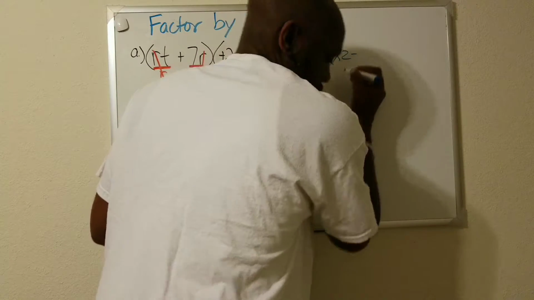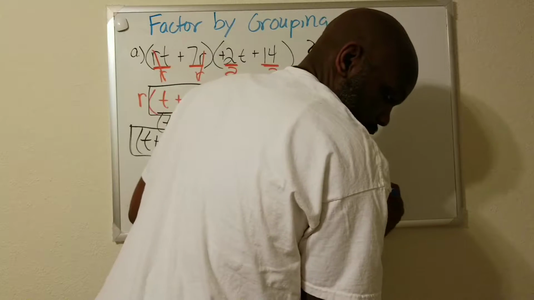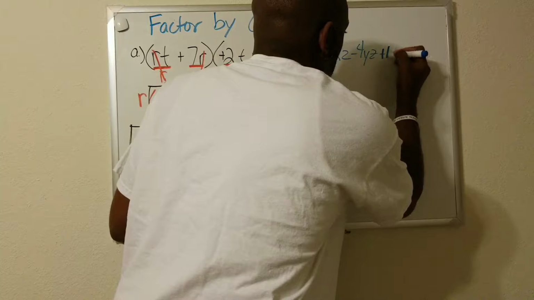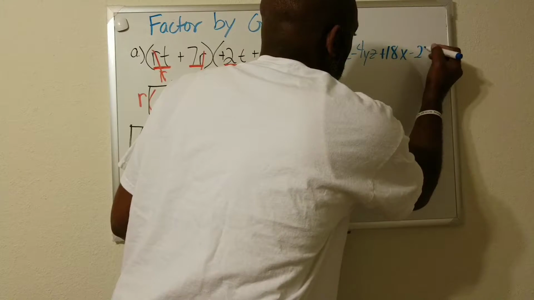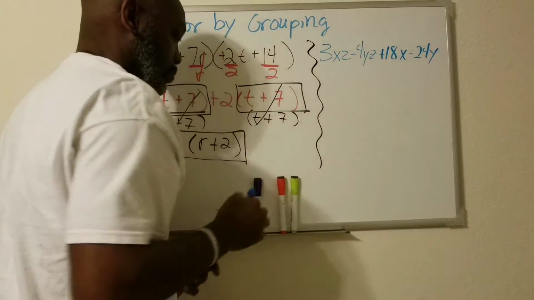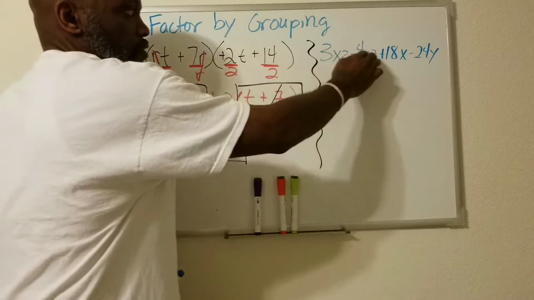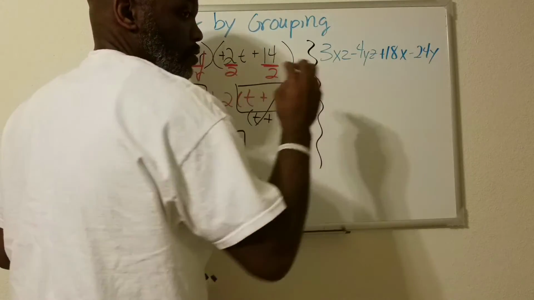Z minus 4YZ plus 18X minus 24Y. How many terms? 4. We're going to break them down into 2 groups.